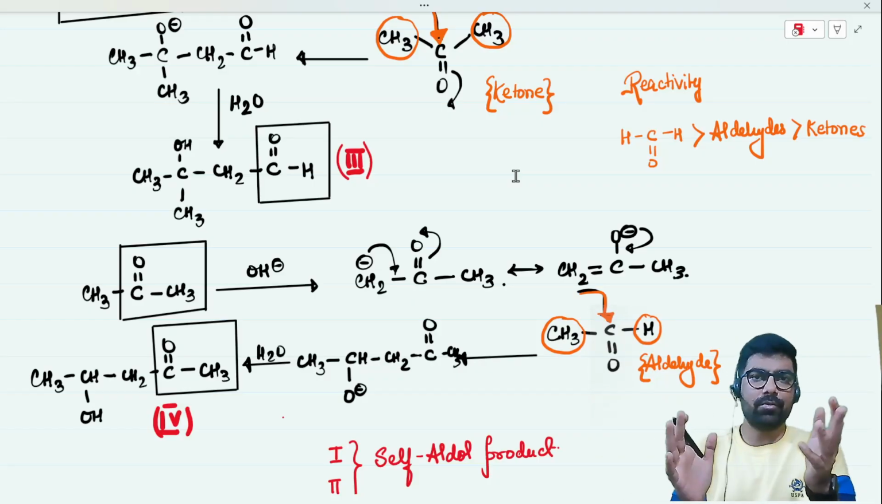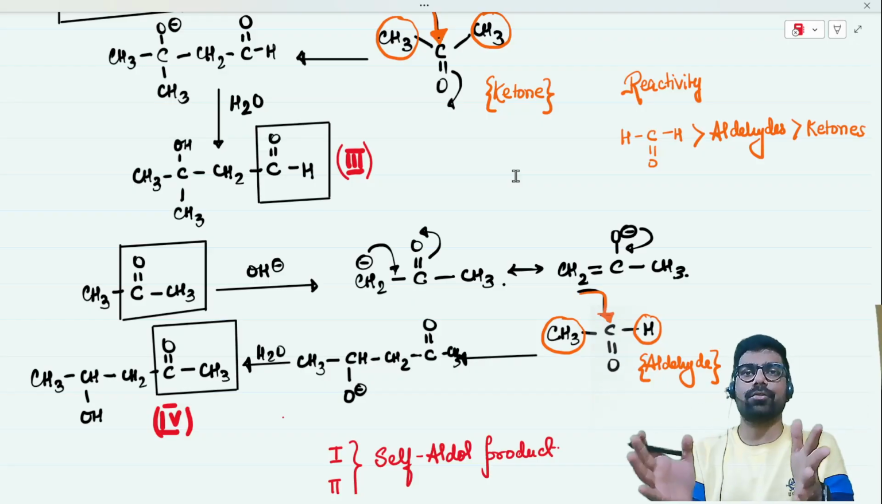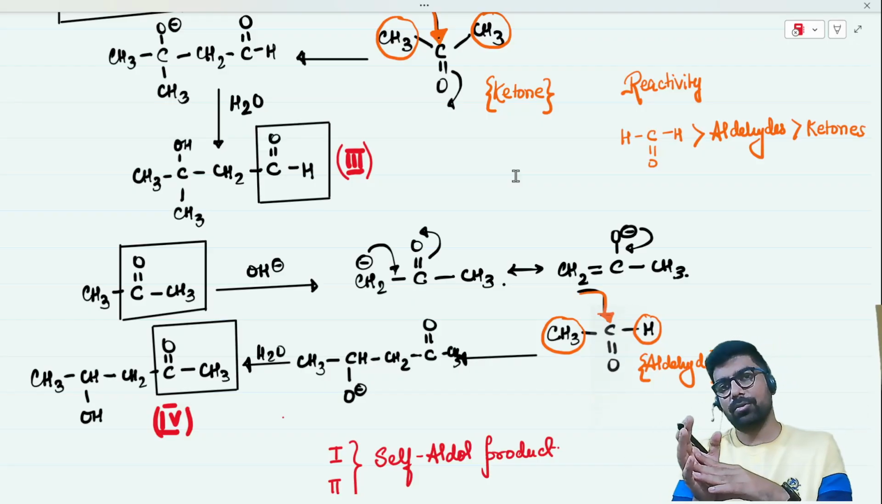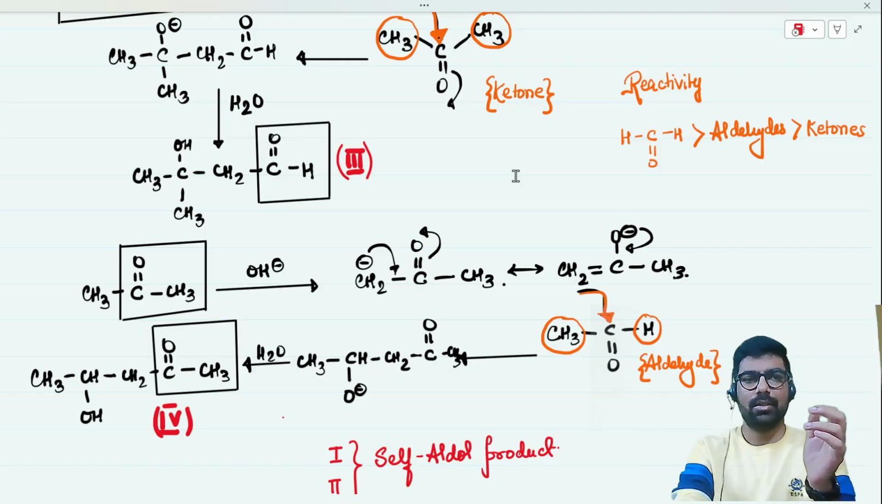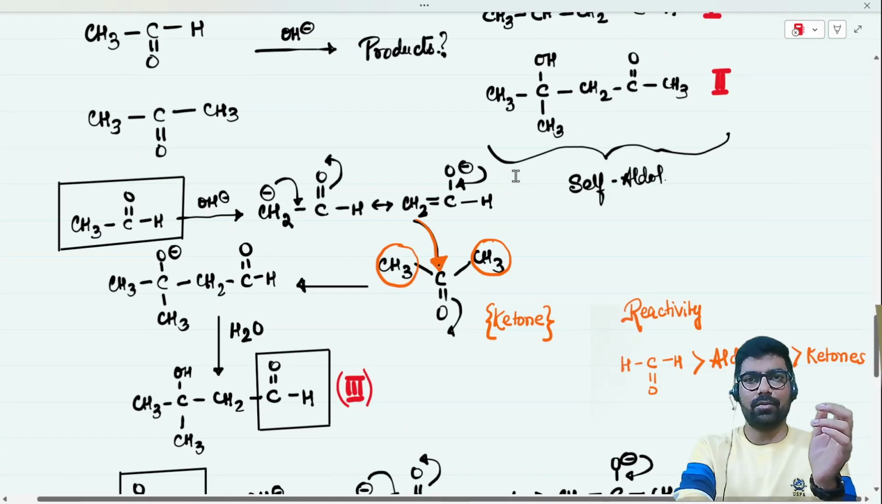If we are comparing between the two ketones, then we have to see the side group. The side group which is bulkier will show less reaction because of steric hindrance. So these are the things that we have to know.